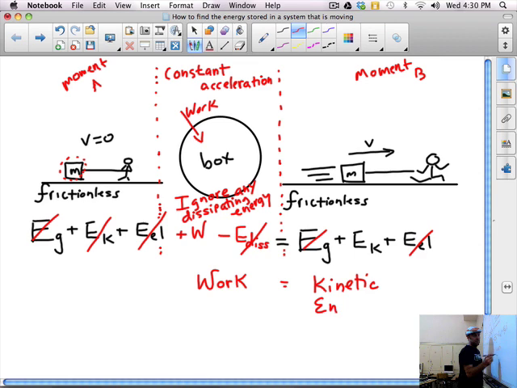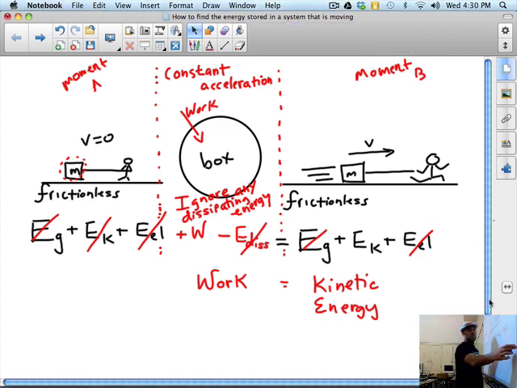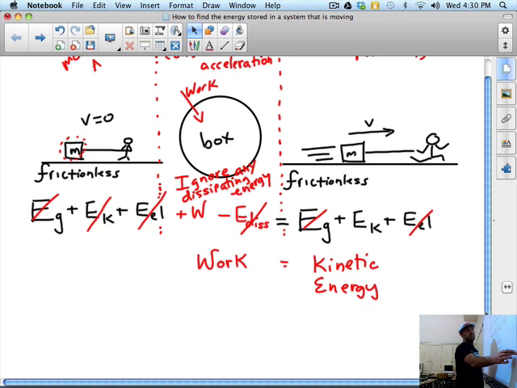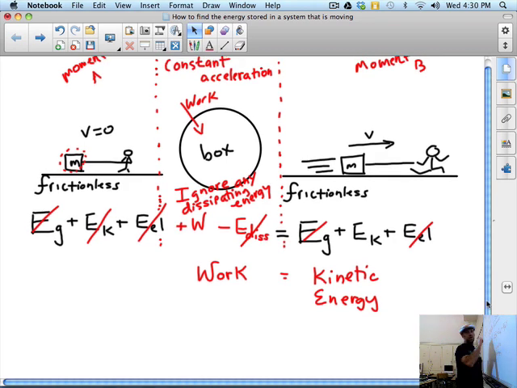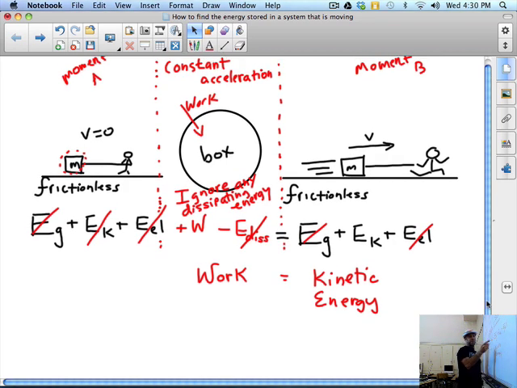This means that the work that the rope does on the box is equal to the kinetic energy at the end. So the work done on the box during the time interval between moment A and moment B, the energy put into the box during this time interval, has to equal the kinetic energy we've got in the end, okay?